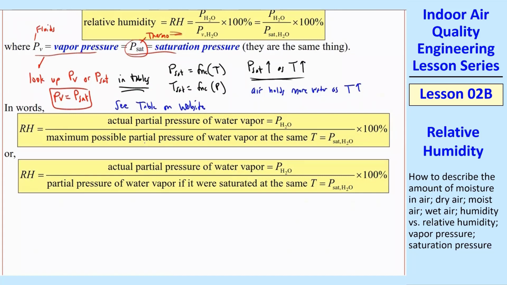Here's the definition of relative humidity in words. We say that it's the actual partial pressure of water vapor divided by the maximum possible partial pressure of water vapor, which is at the same temperature. And you can think of it as if it were saturated at the same temperature. So that's the two definitions in words.